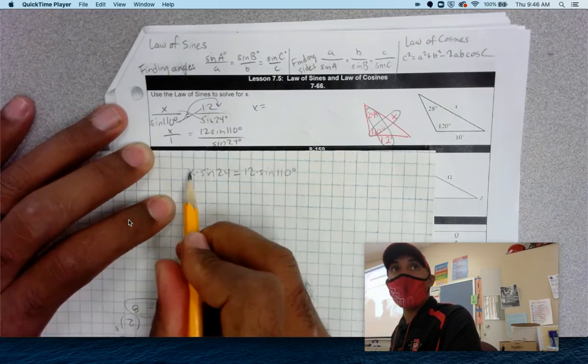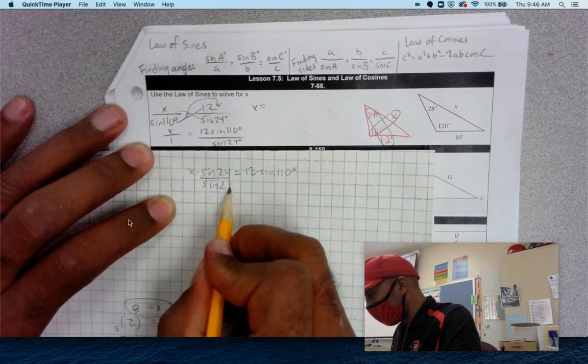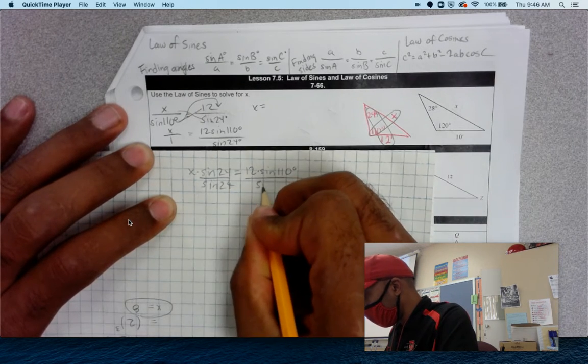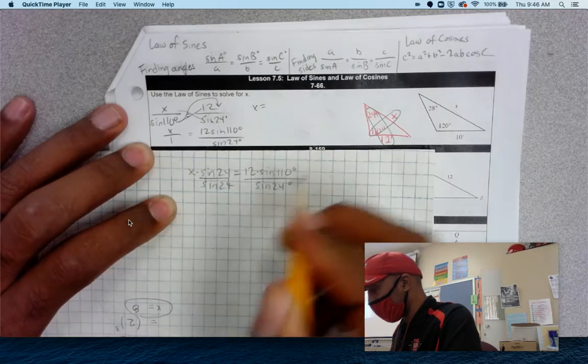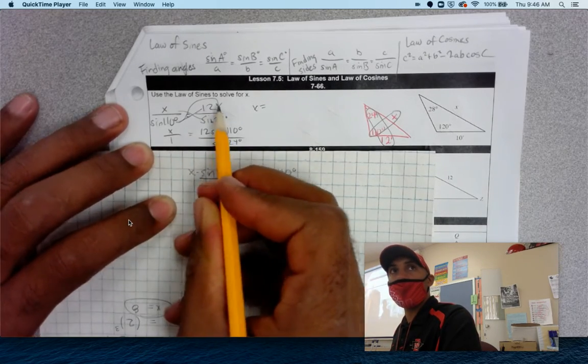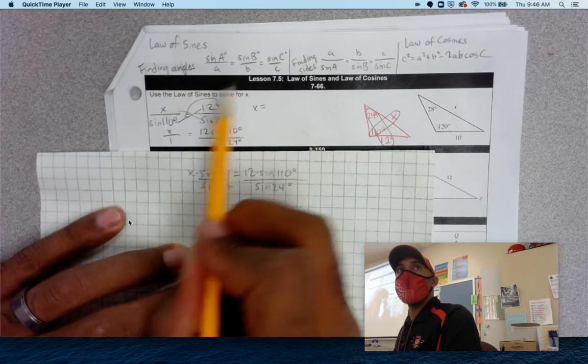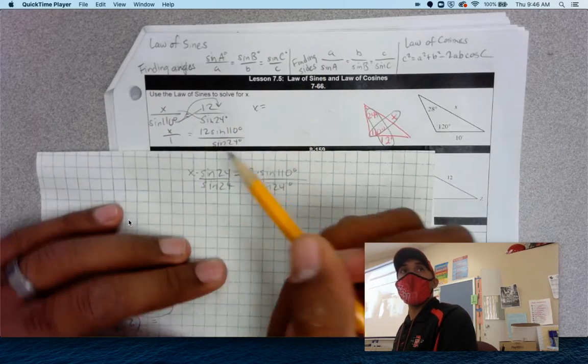And then to solve for x, I would have to divide by the sine of 24 on both sides. And notice how I end up with the same thing I just showed you here, just by moving this over to the top. So basically that's the reason I like setting these up like this. It's because I only have to make one move and then calculate.